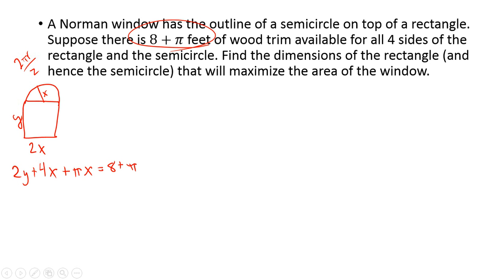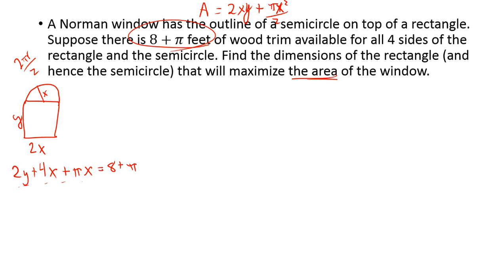Okay. And now it wants us to maximize the area. So the area of this would be 2xy, the area of the rectangle, plus the area of the semicircle, which would be pi r squared all over 2, or pi x squared over 2, because the radius is x. And so now what we're going to do is solve for one of the variables here and plug it into that area formula, and then we're going to optimize it.